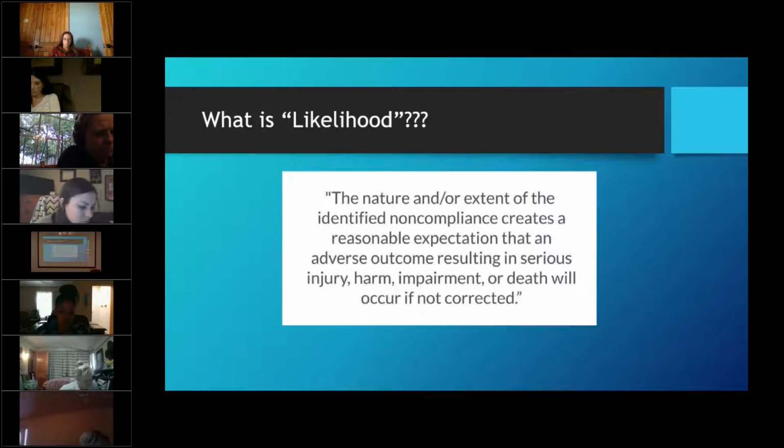What is likelihood? The nature and or extent of the identified noncompliance creates a reasonable expectation that an adverse outcome resulting in serious injury, harm, impairment, or death will occur if it is not corrected. So, is there a likelihood or a reasonable expectation that it's going to have a bad or serious outcome if it's not fixed quickly?